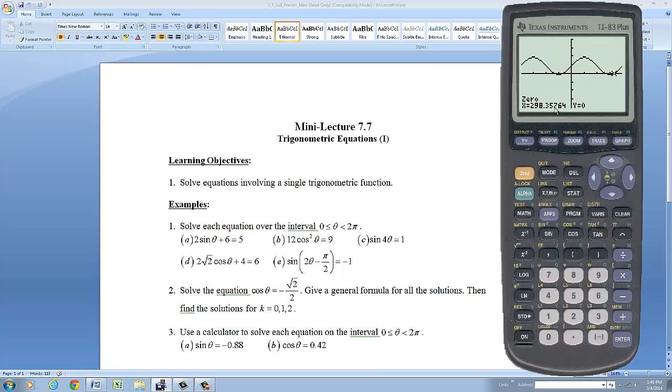Now, the answer comes out in decimal degrees, so to get this into radians you'd have to multiply these by pi over 180, and you would get 4.22 radians for the first answer and 5.21 for the second one.